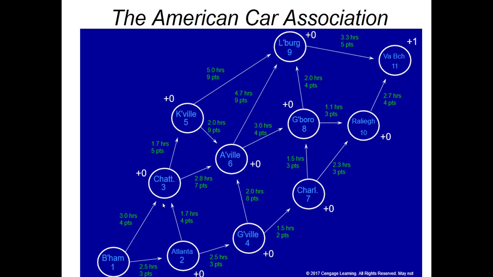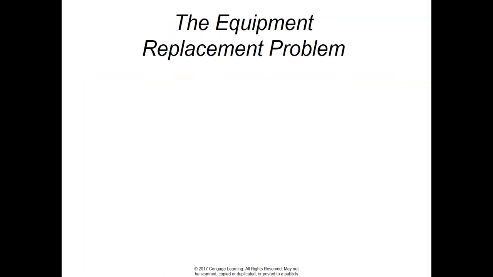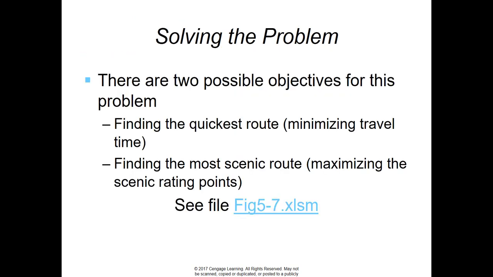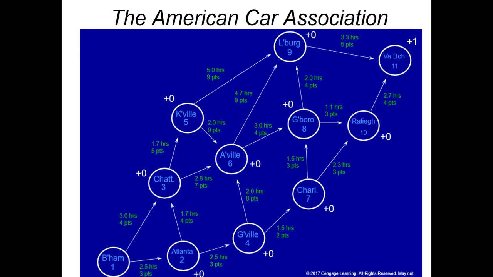So let's model this problem. For the objective, we just multiply the costs by the decision variables. That means 3 hours multiplied by x1 3, plus 2.5 hours multiplied by x1 2, and so on. So we add up all these arcs and their associated costs.